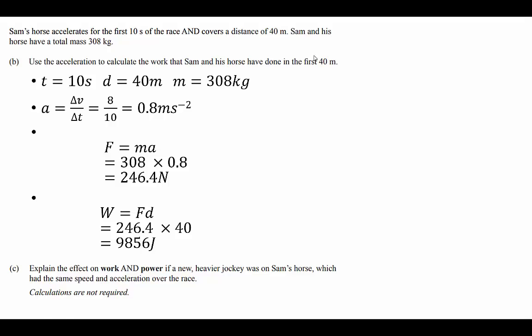Part C. Explain the effect on work and power if a new heavier jockey was on Sam's horse, which had the same speed and acceleration over the race. Now for this one we're going to use equations for work and power, and we're going to talk through what's happening with each of the terms in those equations and use that to support our answer.